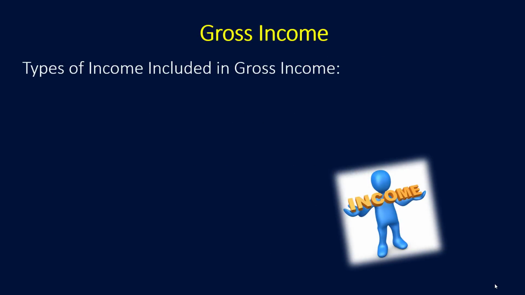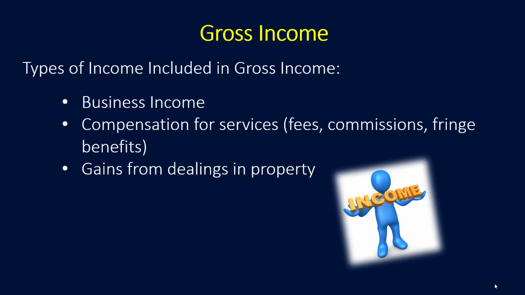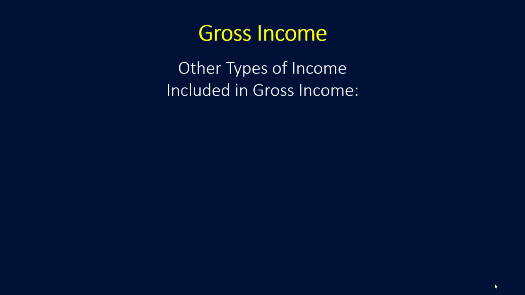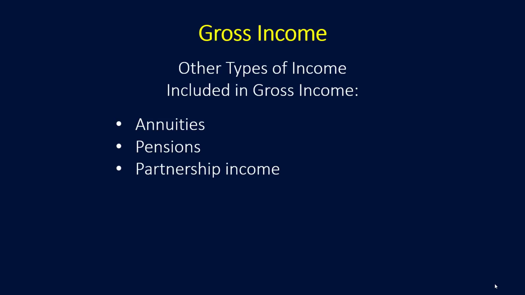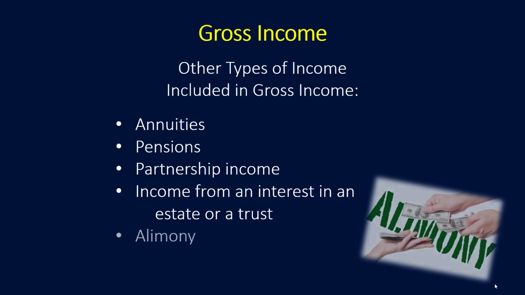So some of the types of income included in gross income: business income, compensation for services, fees, commissions, fringe benefits, gains from dealings in property, and interest, rents, and royalties, books, music, things of that nature, and dividends. Some other types of income included in gross income are annuities, pensions, partnership income, income from an interest in an estate or a trust, alimony.